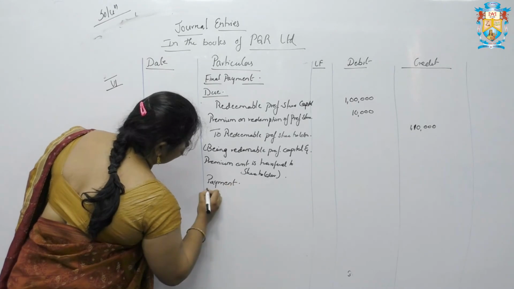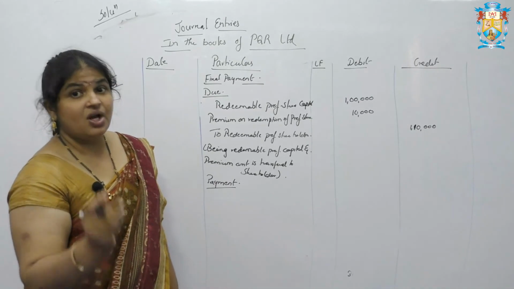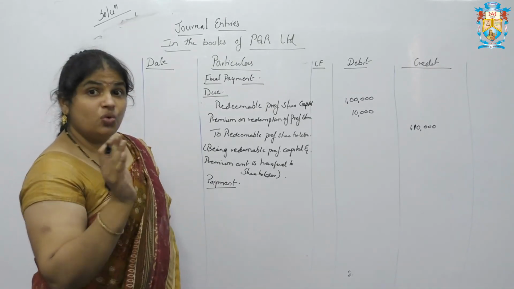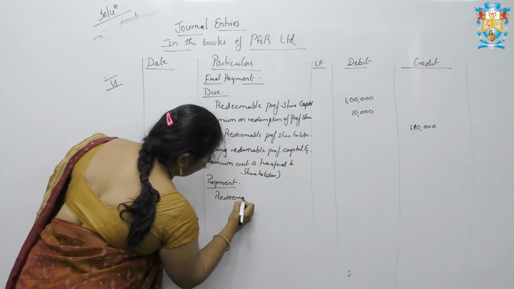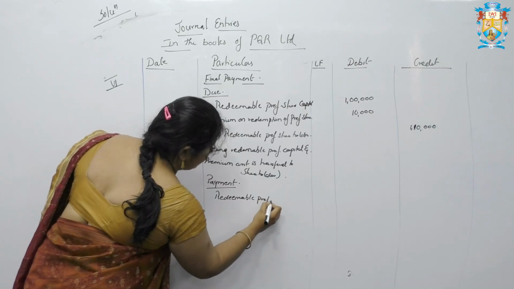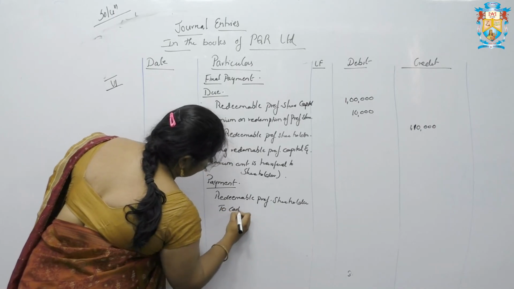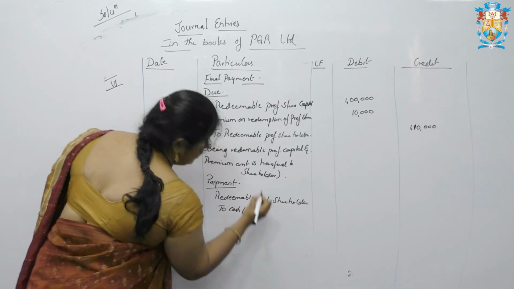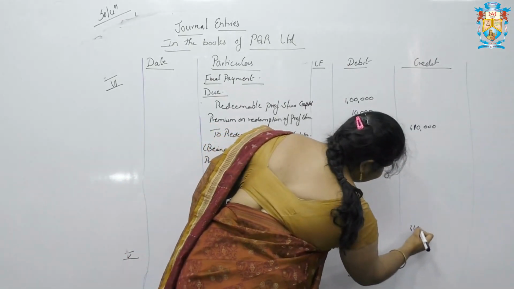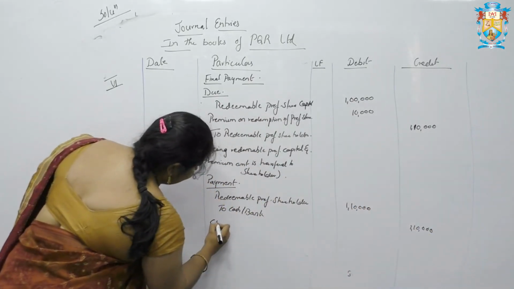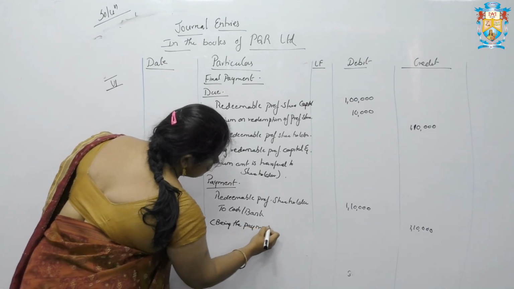Next is a payment entry. What is going out? Cash is going out from the organization. Who is the receiver? Shareholder is the receiver. Whatever goes out is credited. So who is receiving? Debit him. That is redeemable preference shareholder to cash or bank account. At the time of final payment, he is going to receive 1,10,000. Write the narration, being the payment is made.